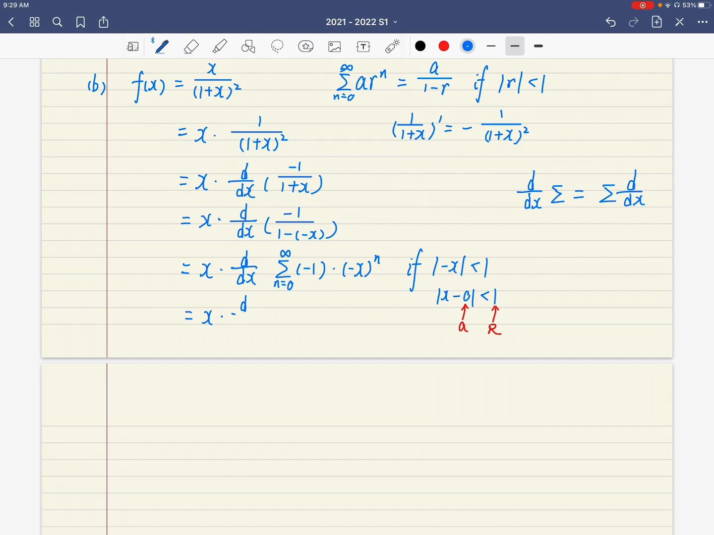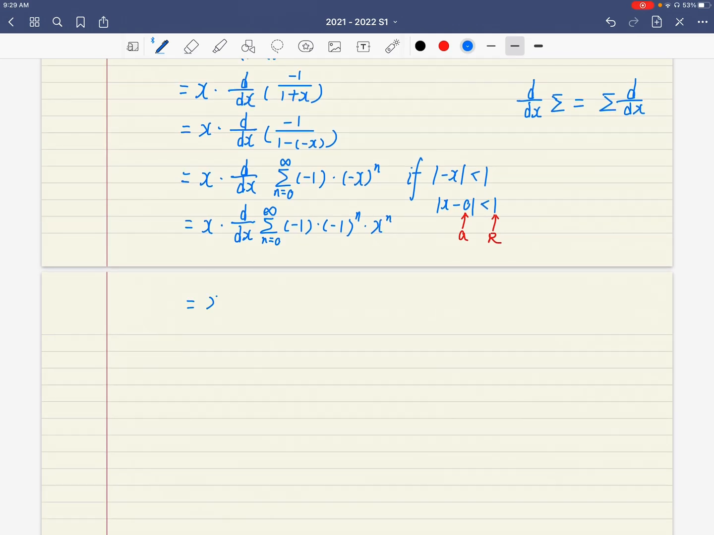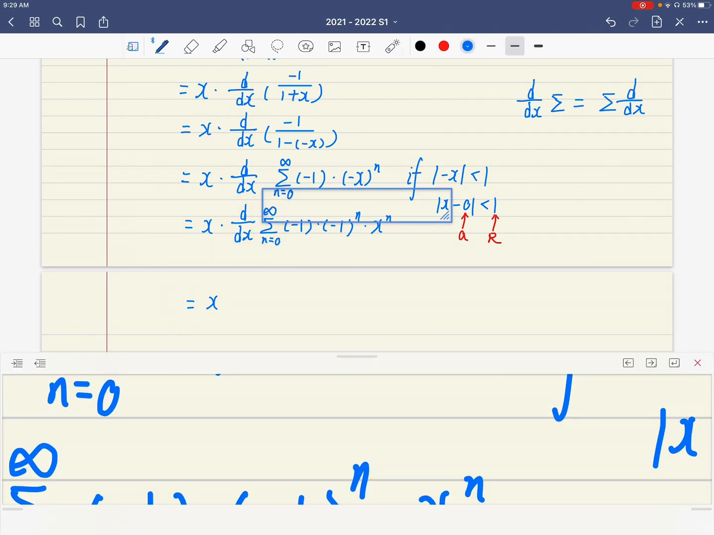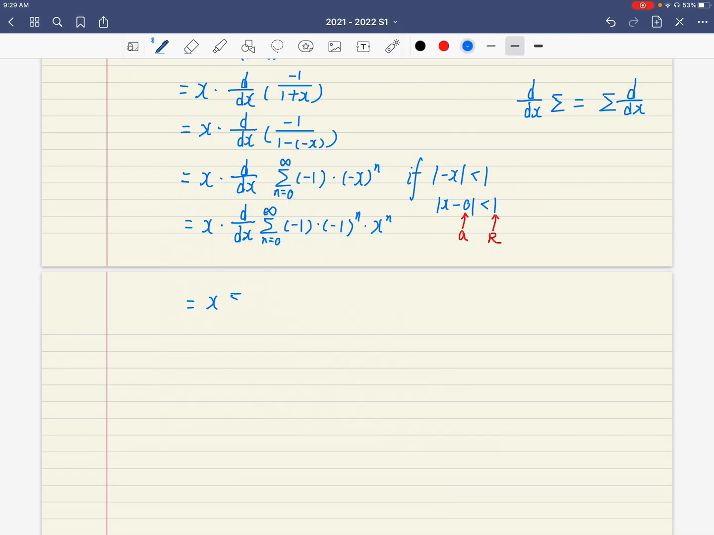Before that, let's reorganize what's inside this summation symbol. I have negative 1 and negative x to the power of n. I can split it into two parts. The first part is negative 1 to the power of n. The second part is x to the power of n. Then we can swap the derivative and the summation. From 0 to infinity, d over dx, so I have here negative 1 to the power of n plus 1 times x to the power of n.